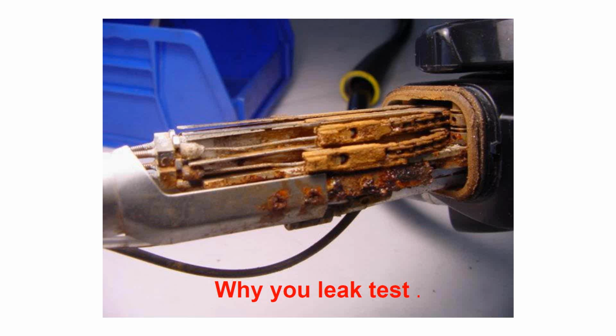Next slide. The next slide shows a photo of the internal spaces of an endoscope, and this is why you leak test. This shows you the corrosion and buildup that can happen in the internal spaces of the endoscope if it's not leak tested. So if it is submerged and there's a leak, that fluid can flow into the internal spaces and you will have corrosion and you will have a lot more damage to the endoscope much more quickly. Next slide.